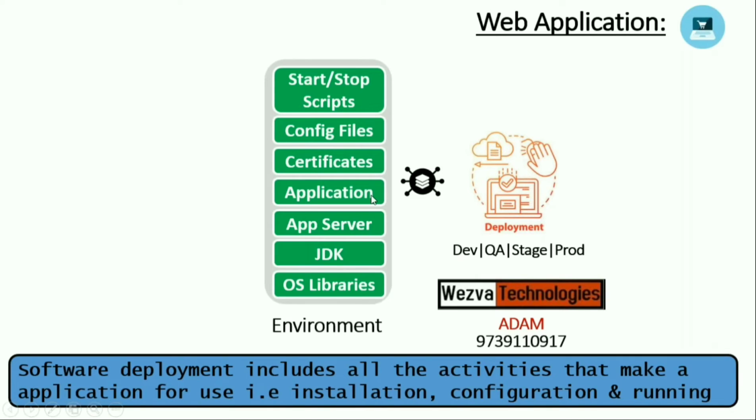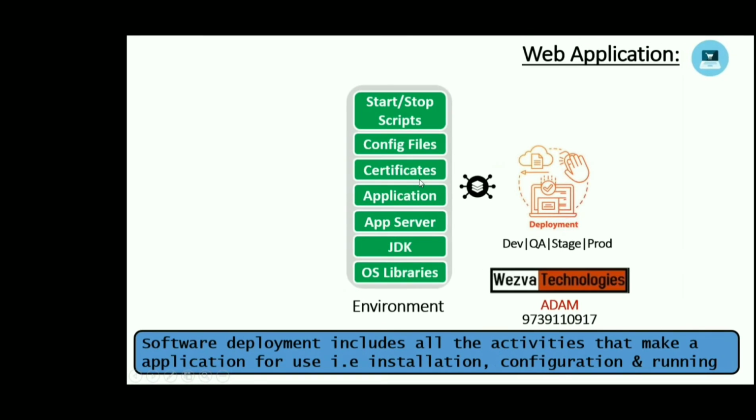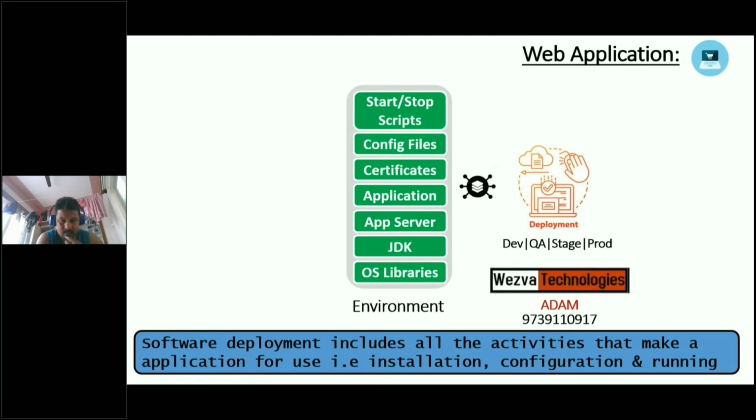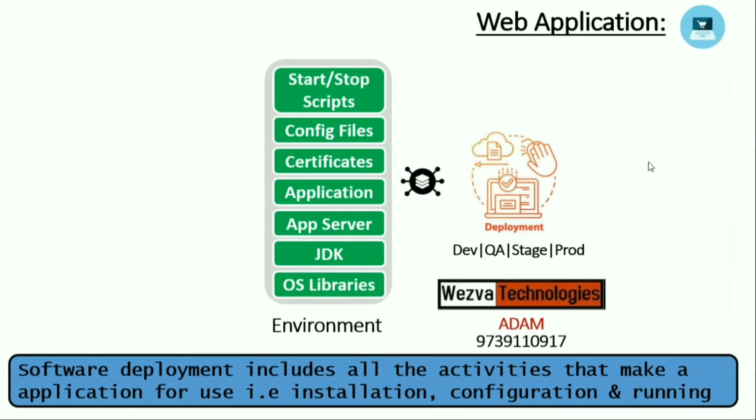And after that, you're going to install your jar or war, and then whatever certificates are needed for your application, as well as the configuration files that are needed. So you're going to put all these things, plus you also have to make sure that there is some kind of script written, which could be a shell script or a Python script, which will be used to start your application.